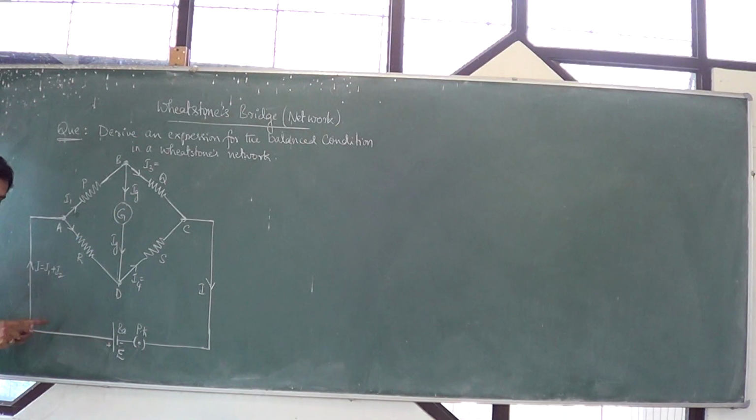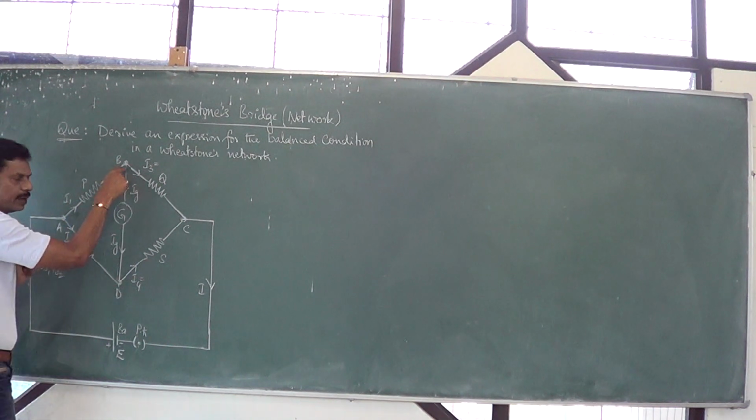And this is the main current drawn from the cell. In a circuit, whatever current is drawn from the cell is called the main current in the circuit. Up to here it is the main current. Using Kirchhoff's current law, it has been divided into I1 and I2 here. Therefore, I is equal to I1 plus I2. I is the incoming current; I1 and I2 are the outgoing currents. Sum of the incoming currents is equal to sum of the outgoing currents. Therefore, I is equal to I1 plus I2.